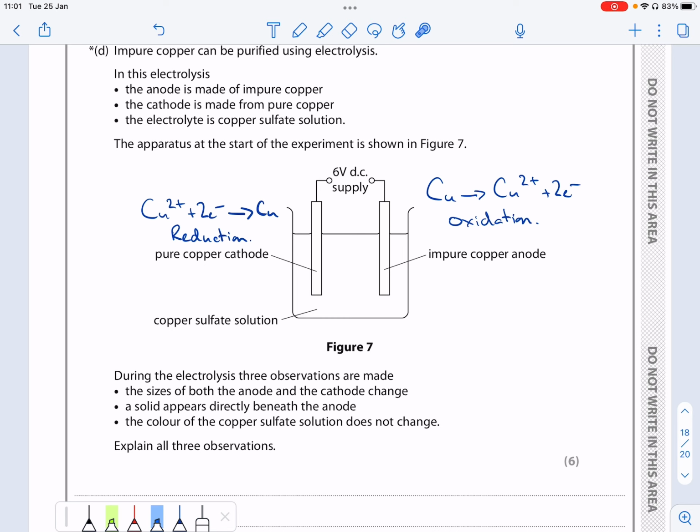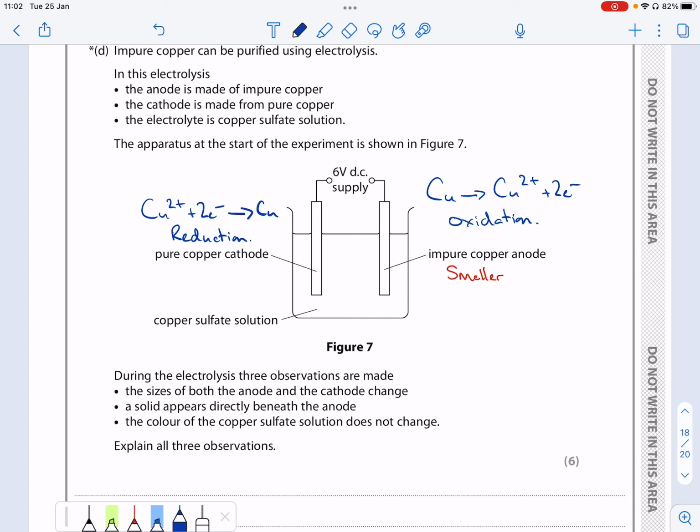To help with this, I've put these equations on. So this is the impure copper anode. Here we start off with copper. The copper atoms become copper ions, which are Cu2+, and to do that they release electrons. Because that is the loss of electrons, this process is oxidation. And what this means is, as this happens, this electrode here is actually going to start to become smaller as the copper forms copper ions.